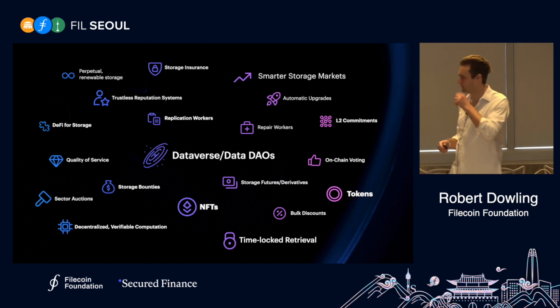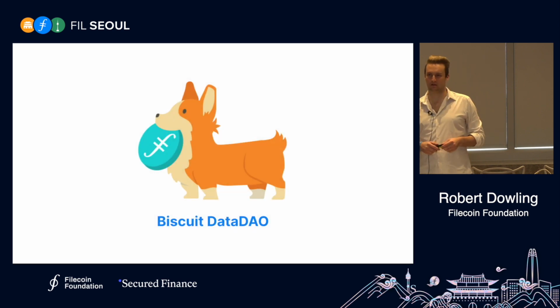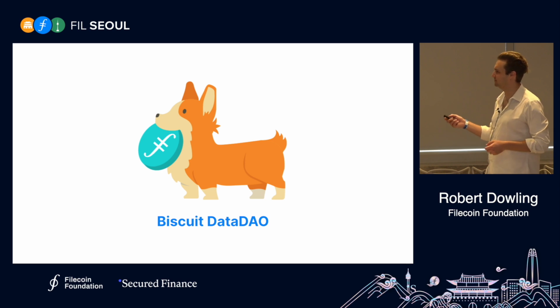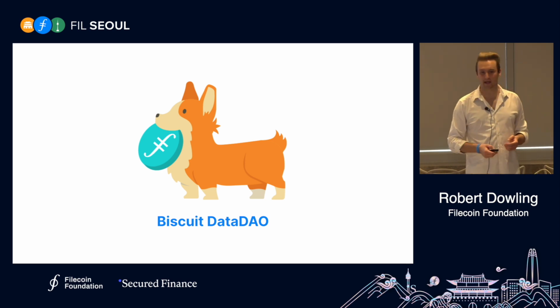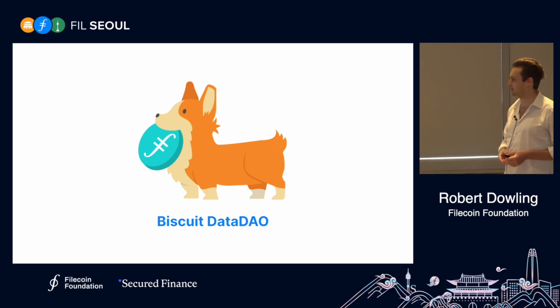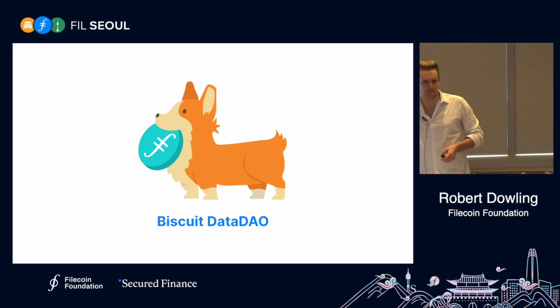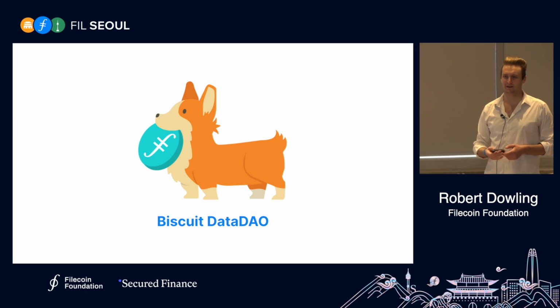Yeah, okay, cool. If you ever take a class with me at a university, you will do a voting use case. So, okay, cool. This is an example of a data DAO. We call it Biscuit DAO because this is the Filecoin Foundation mascot. It's a corgi named Biscuit.